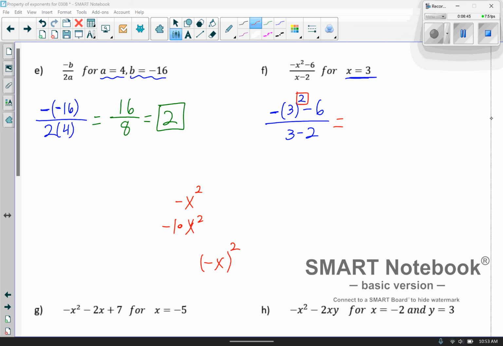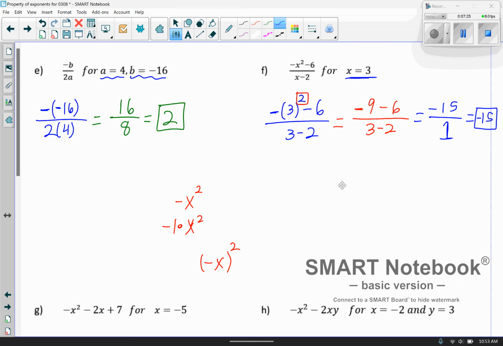All right, so let's see. The negative's still there, then 3 squared is 9, so it will take on a value of negative 9, then minus 6 all over 3 minus 2. And we can go ahead and take care of both parts right here. Negative 9 minus 6 is going to be a negative 15. And then on bottom we have 3 minus 2, which is a 1. And whenever you divide or multiply by 1, you just get the same value in return. So negative 15 divided by 1 is just going to be negative 15. So it's not necessary to write it as a fraction any longer.